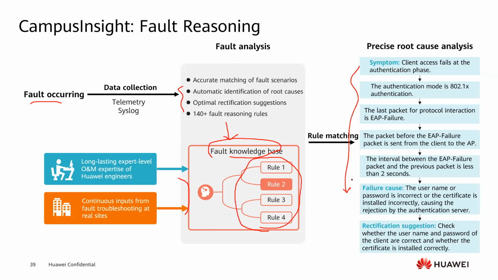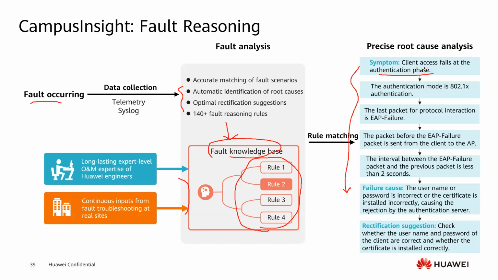And then it will get the failure root cause and tell you the suggestion to repair it. So for example, a client access fails at the authentication phase, and the authentication has 3 steps: the association, the authentication process, and also the DHCP. That is for the access process of one user.